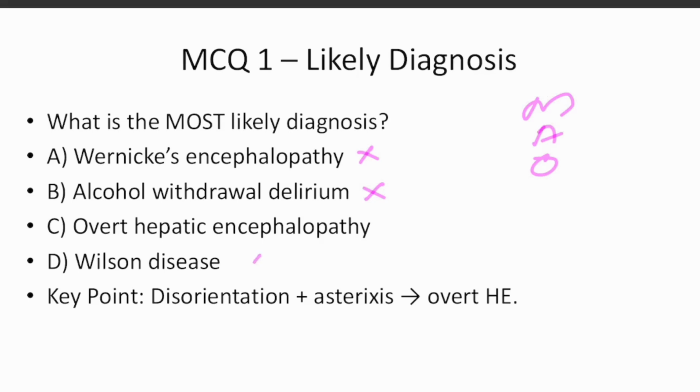Wilson's disease, again, is not the typical presentation of Wilson disease. So the patient has hepatic encephalopathy, classified as overt hepatic encephalopathy. So, what are the salient points by which you make a conclusion?